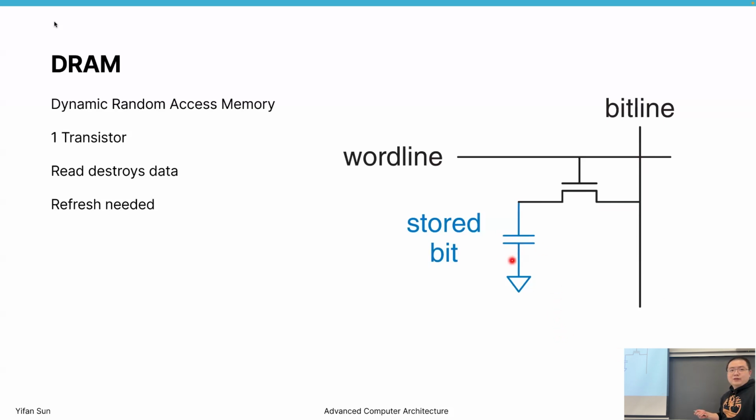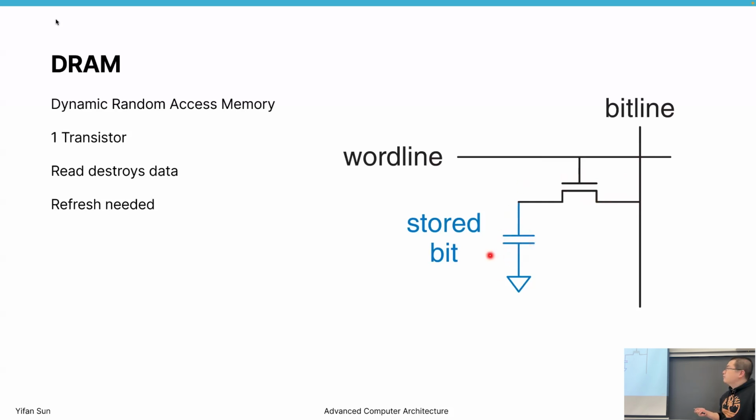Now, as you may realize, since this is a capacitor, reading the data destroys the data, right? So for every read, right after the read, we have to write the same data again into it. To write the data, we first set the bit line to a higher or lower voltage. If it's a higher voltage, we set the word line to 1. Then this transistor is connected.